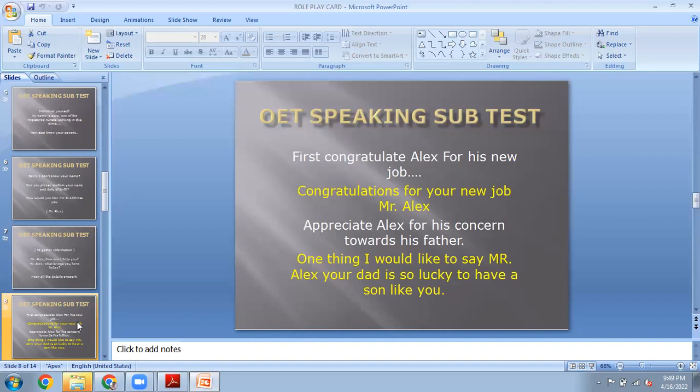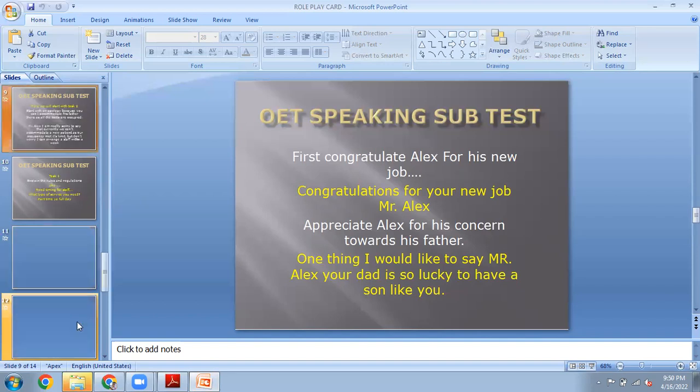Here we can say, "One thing I would like to say, Mr. Alex, your dad is so lucky to have a son like you." It's an appreciation. By saying this, you are making a bond with your patient, which means the conversation will be easier further on. And if you didn't say it, also no problem, but we might have to make it more natural, more realistic. So we are using these types of phrases.